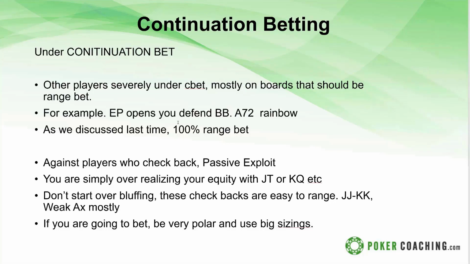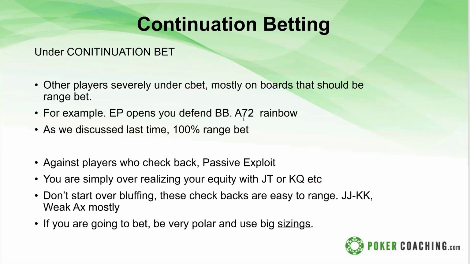We talked about the ace-7-deuce rainbow from early position, early position versus big blind range betting the flop. As we discussed last time, the early position player is supposed to bet 100% of the time from early position versus a big blind defend on ace-7-deuce. And the reason is they have a massive 67% range advantage.